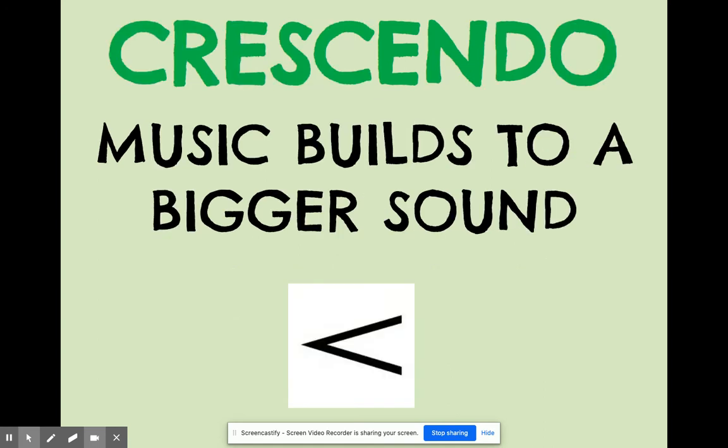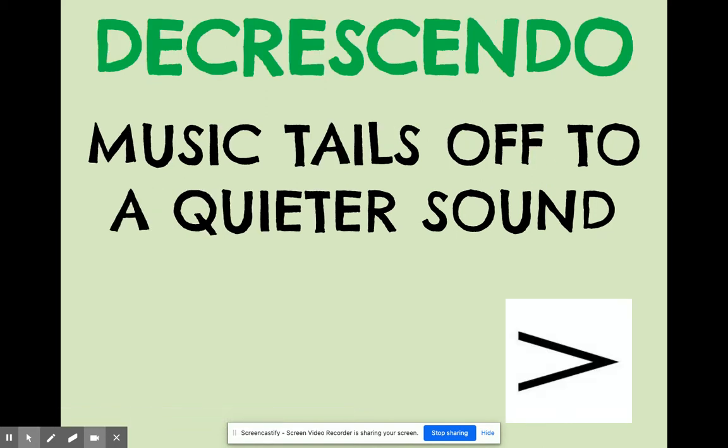Okay. So what happens when we want to say that the music is getting louder, building to a bigger sound? That is called a crescendo. This is very popular in music. You can kind of tell it's building up to something like a big moment or another instrument coming in. That is symbolized by this greater than symbol on the clef. And then the exact opposite is decrescendo, where the music tails off or gets to a quieter sound, symbolized by the less than symbol.